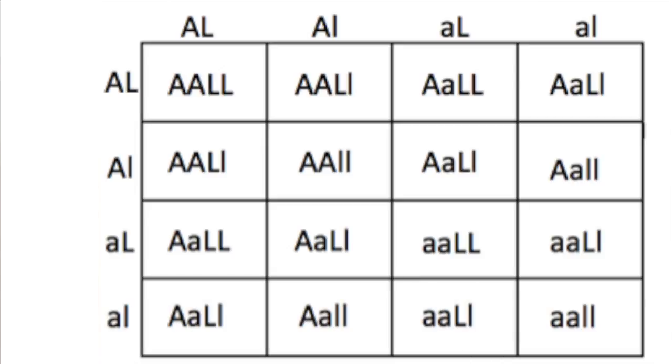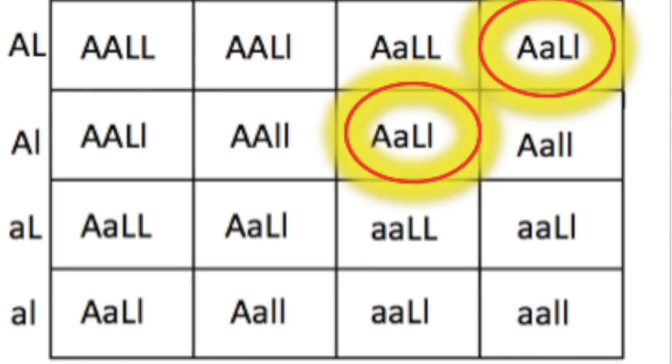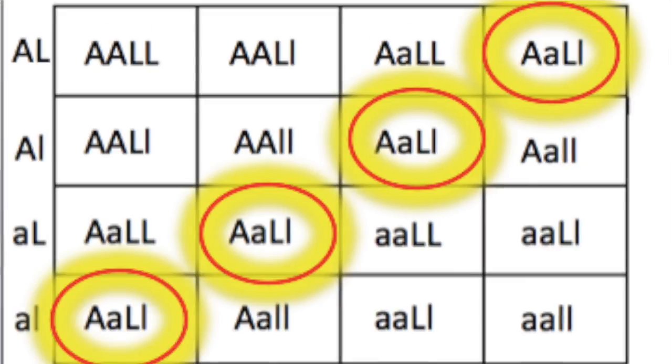Let's look at our example, and let's look specifically at a uppercase A, lowercase a, uppercase L, lowercase l. How many of these do you see? I see 4 out of the 16 with the same letters. So you could do 4 out of 16, which is also 1 out of 4, which is 25%.